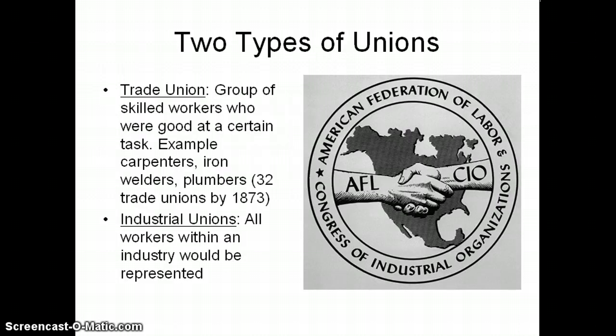There were two basic types of unions. The trade union, which was made up of skilled workers who were good at a certain task, like carpenters, iron welders, plumbers, and so on and so forth. These workers had much more power than the common laborers because they had a trade which others did not have.